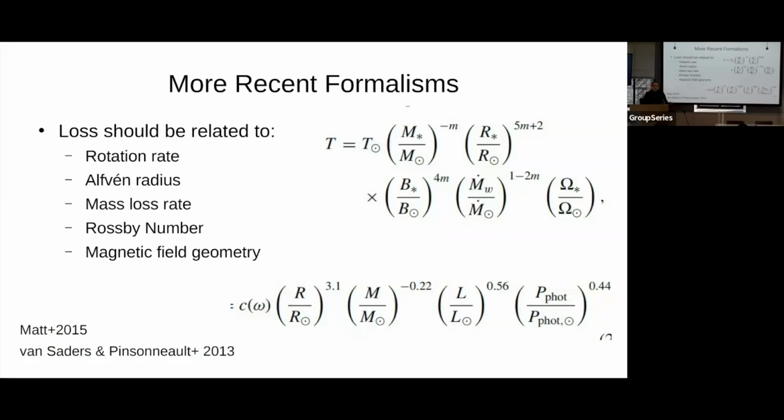And so in the middle of the talk, I'm going to come back to this argument that we really need these more sophisticated angular momentum loss laws in certain regimes. But in general, they preserve the same formalism where stars slow down over time.